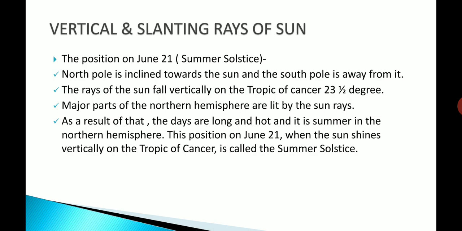This position on June 21, means the position where the sun's rays fall vertically or directly on the Tropic of Cancer, which is 23 1/2 degrees, is known as summer solstice. What is summer solstice? The days are long and hot, and it is summer in the northern hemisphere. The position on June 21 where the sun shines vertically or the sun's rays fall directly on the Tropic of Cancer is known as summer solstice. Okay, let's move forward.